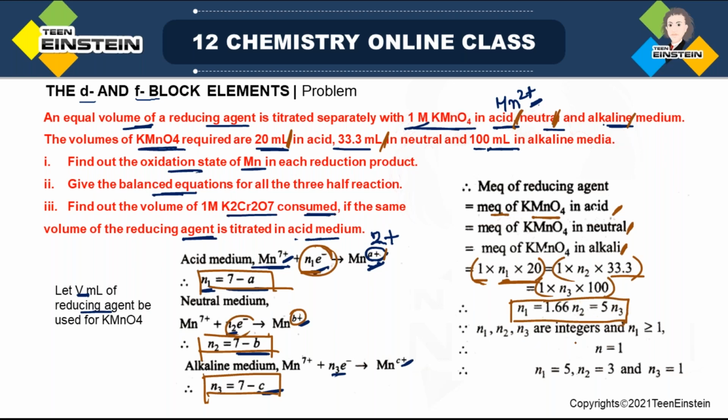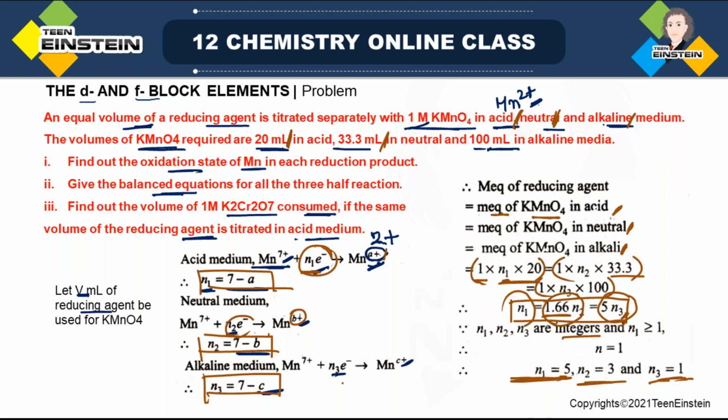Now N1, N2, N3 will always be integers because this is nothing but the number of electrons. It is always a whole number, right? It cannot be a fraction. So if N1 is equal to 1.66 N2, that means if we consider N1 as 5 and N2 as 3, when you multiply 3 with 1.66, you get 5. That means this quantity is 5. And when you consider N3 as 1, obviously this quantity is also 5. That means all these are 5. And that is possible only when you consider these values of N1, N2 and N3.